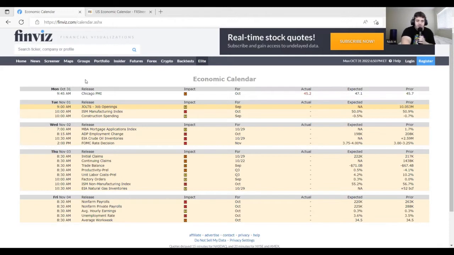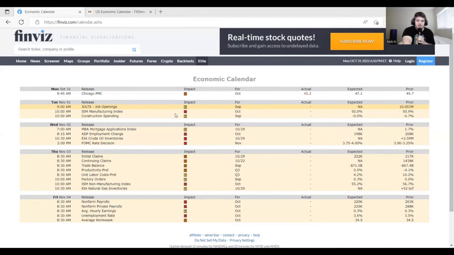You just come to the main page, you click on economic calendar, and then you get here. You see that it's color coded by yellow, orange, and red. Red are the most impactful pieces of data that come out. Orange is semi impactful, and the yellow is it doesn't make much of an impact in the markets. So basically, really easy to watch.